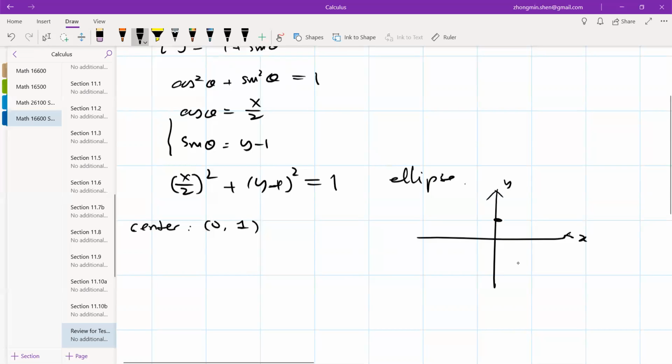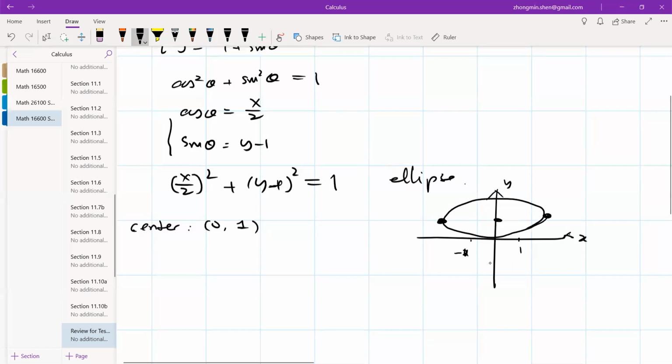So when y equals 1, x is going to be plus or minus 2. So this is 1, this is 2, negative 2, right? So x will be these 2 points. When x equals 0, y minus 1 is going to be plus or minus 1, so y could be 0 or 2. So this is the curve, this is the ellipse.